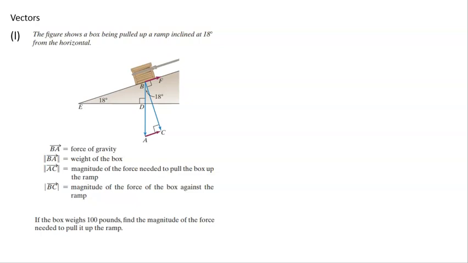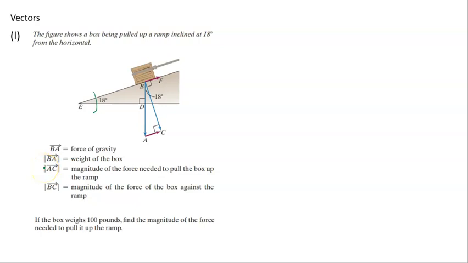So it says the figure shows a box being pulled up a ramp inclined at 18 degrees from the horizontal. This is the 18 degrees they are referring to, and this is very much like a problem that you might do in a physics class. Notice BA, the directed line segment, which is a vector, straight up and down, vertical, is the force of gravity. That makes sense, right? If this is the ground across the bottom, then gravity is perpendicular to the ground, pointing straight down.